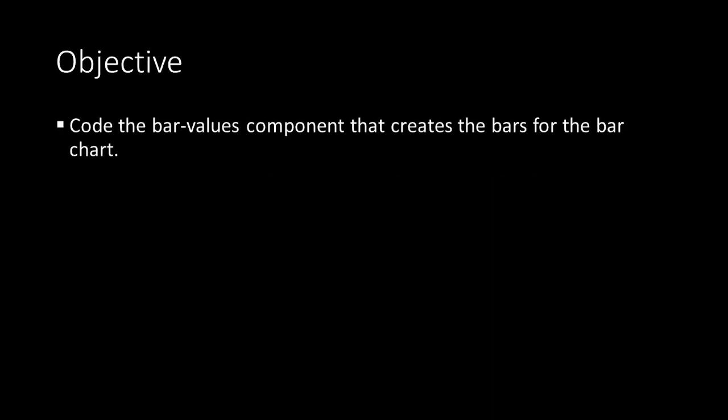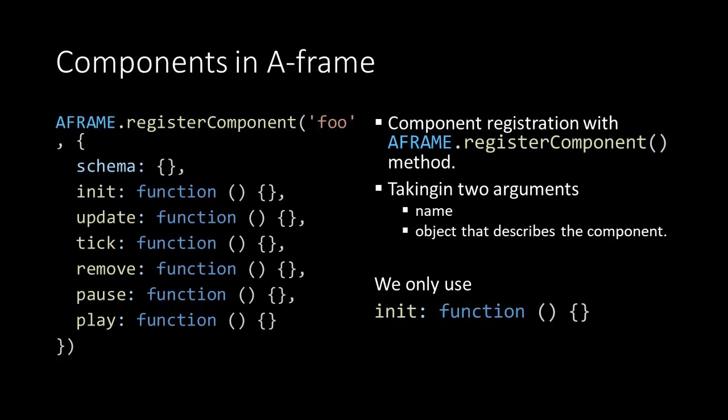In this lecture, we'll take a look at the code of our BarValues component. And this is the component that creates the bars for our bar chart. In A-frame, components are created by using the registerComponent method. This takes in two arguments, the name of the component and an object. The object describes every detail of the component.